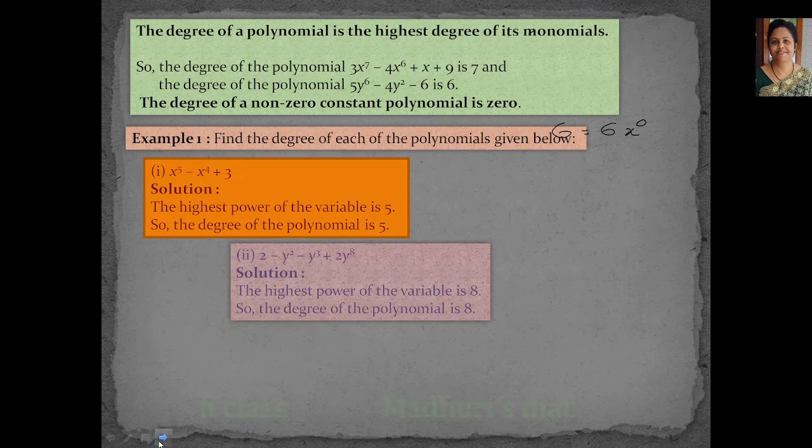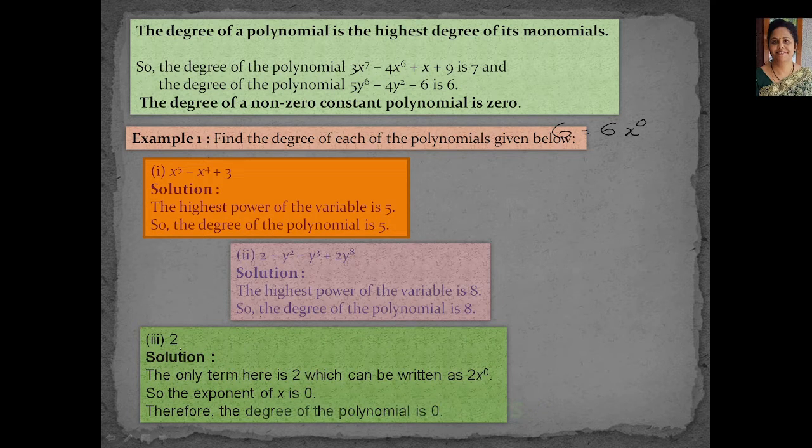Now next one, 2 minus y raised to 2 minus y raised to 3 plus 2y raised to 8. The highest power of the variable is here 8. So 0, 2, 3 and 8. The highest power is 8. So the degree of the polynomial is 8.